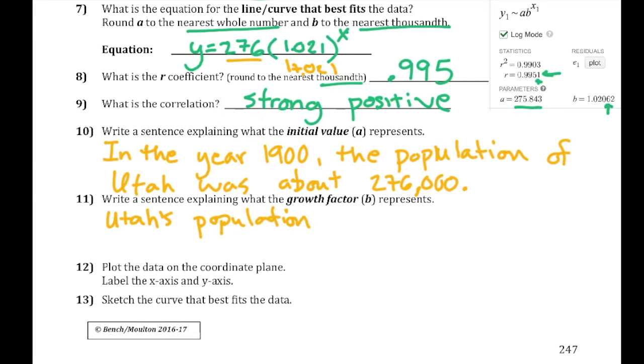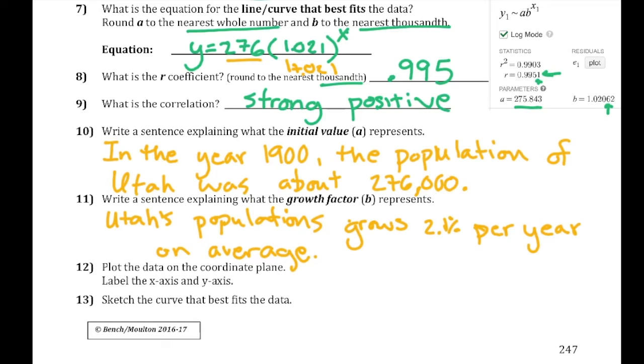grows 2.1% per year on average. So adding that on average part helps us identify that, hey, this is not perfect, but it's going to give us a really good approximation of what the population was at different points in time.